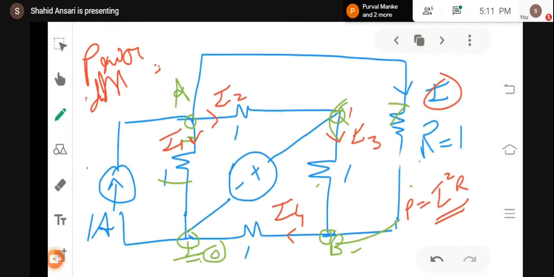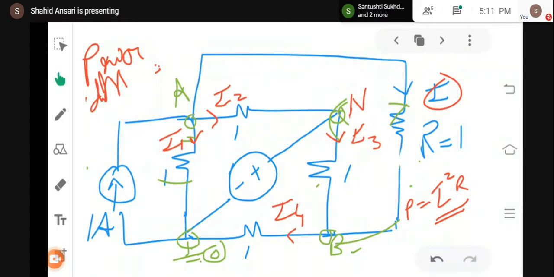Can we find the value of I1? I1 will be VA minus 0 divided by 1. What will be the value of I2? It will be VA minus 1, since this voltage was 1 volt, divided by 1. What will be the value of I3? This will be 1 minus VB divided by 1. What will be the value of I4? This will be VB minus 0 divided by 1. So we can find all the currents. Is it okay?